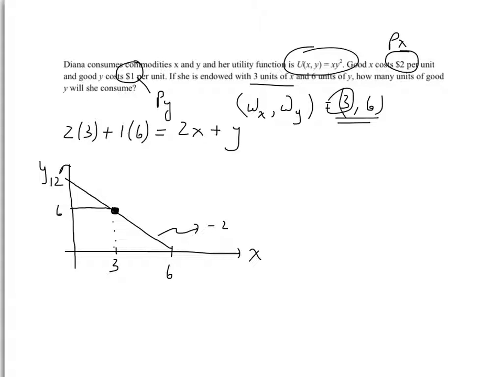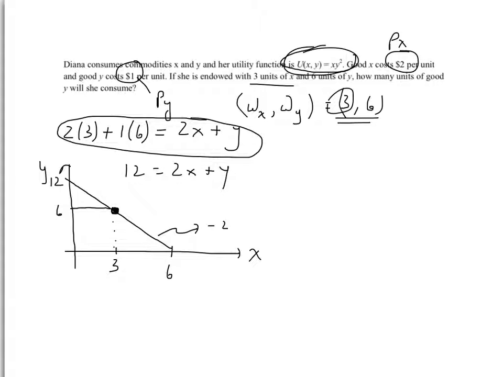In order to find out where she will consume, we actually have to maximize utility subject to this plain old linear budget constraint. So we have 12 equals 2x plus y. We can actually employ the Cobb-Douglas rule here. Okay, so our alpha is 1 and our beta is 2 in the utility function. So x star is going to be 1 over 1 plus 2, or 1/3, times m. Now there's no m in this problem per se, but we have an m-like creature here, which is 12.